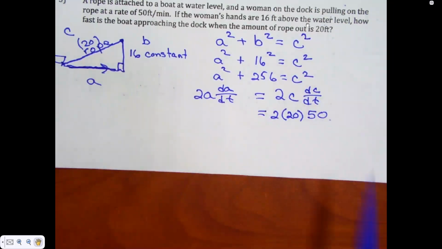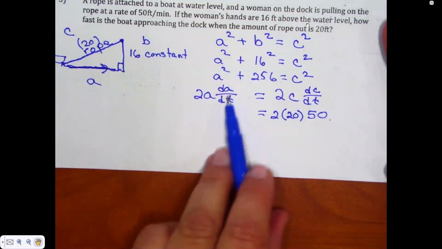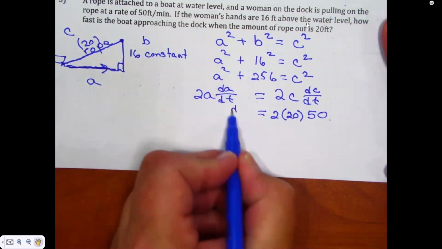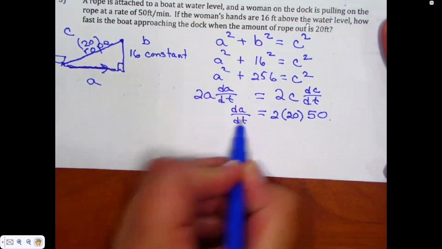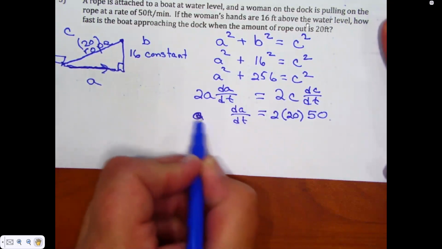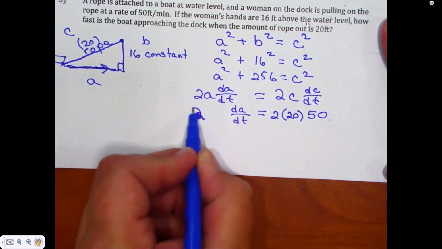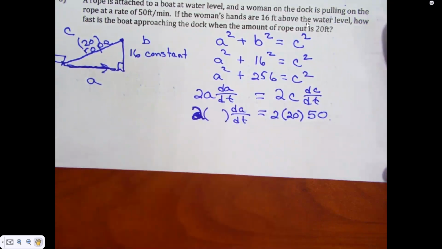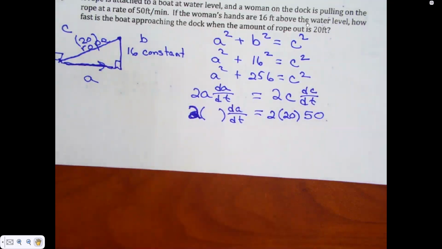We're looking for how fast the boat is approaching the dock. So that is the rate, which is great because I have a rate available. So that's my variable. This is where it gets just a little dicey. This guy's 2. The problem is I need A.